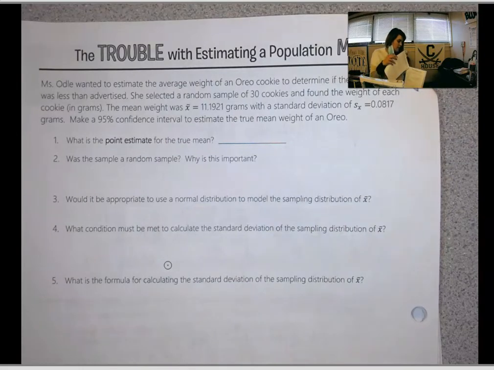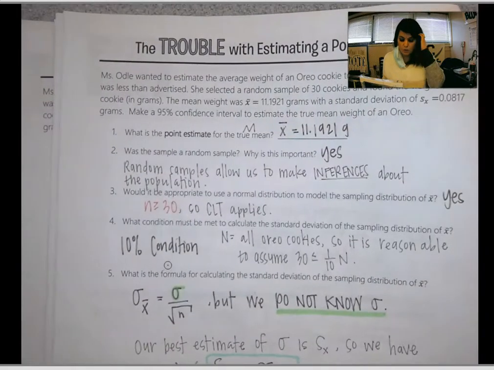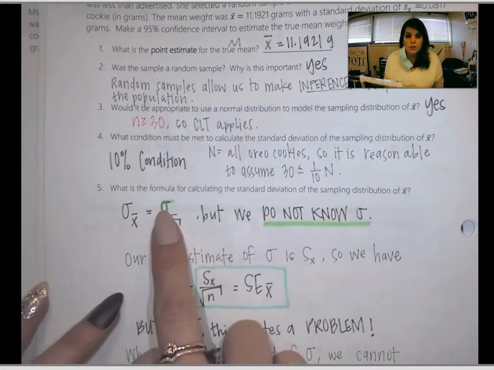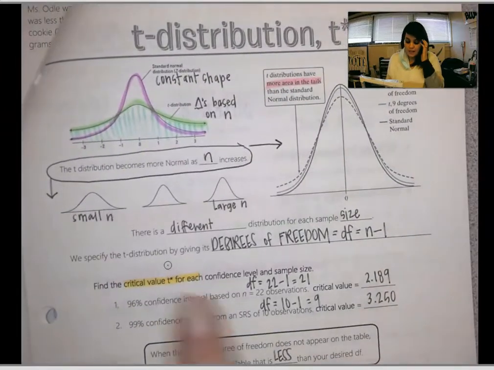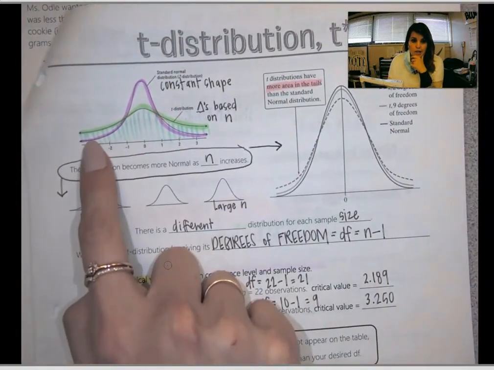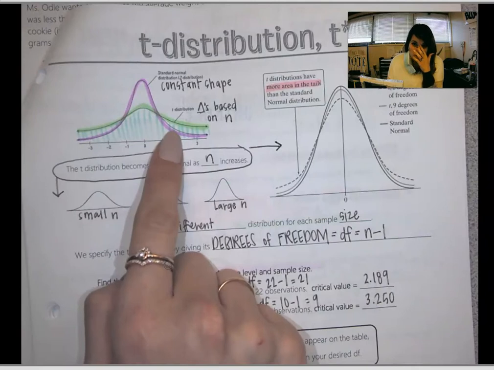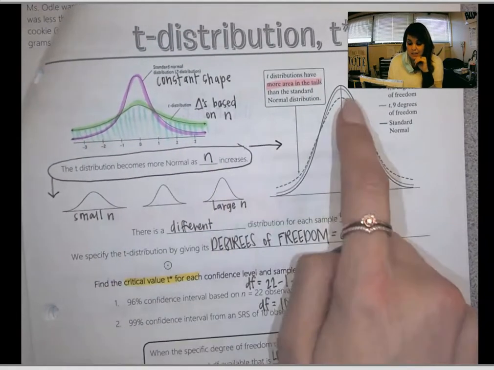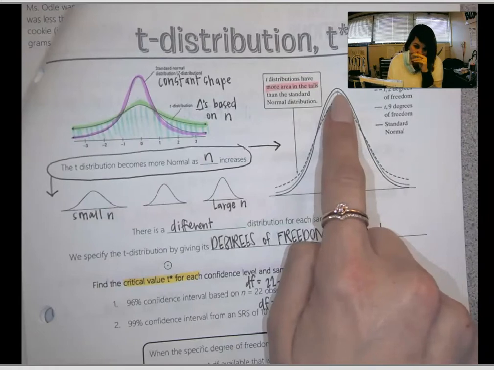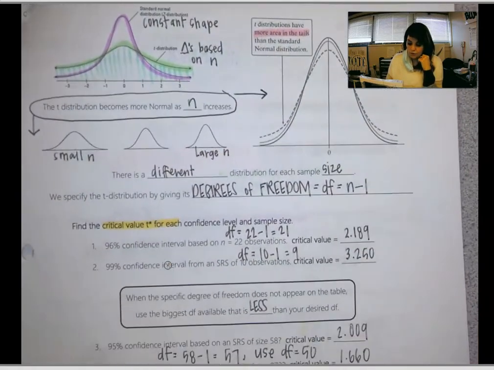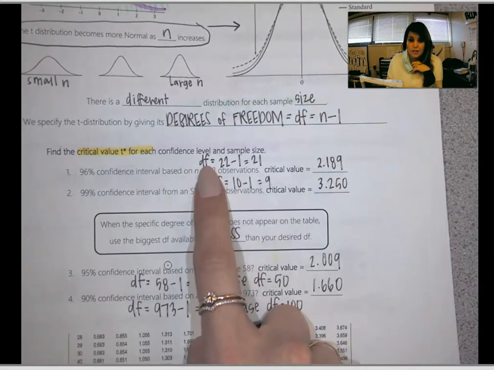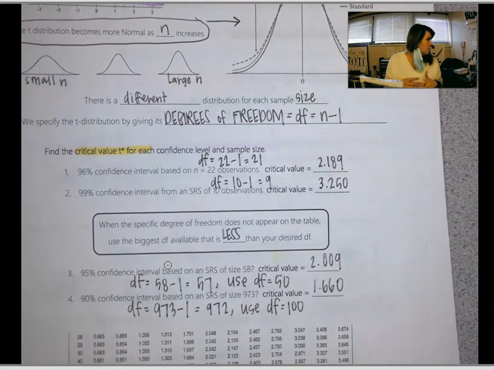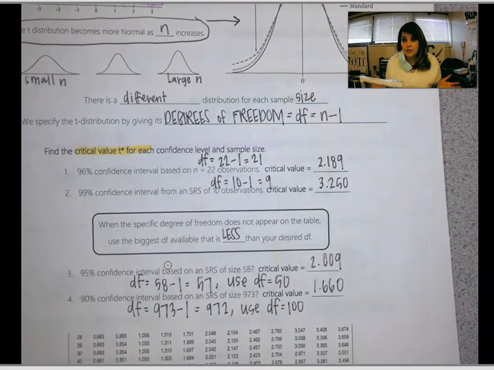A few of the biggest takeaways from that video are the following. We have to use a t distribution because we don't know sigma. A t distribution is a normal distribution, it just has more data in the tails. The bigger your sample size is, the closer it gets to a standard normal curve. And to find your critical value, you have to find the degrees of freedom. There are lots of different t critical values.